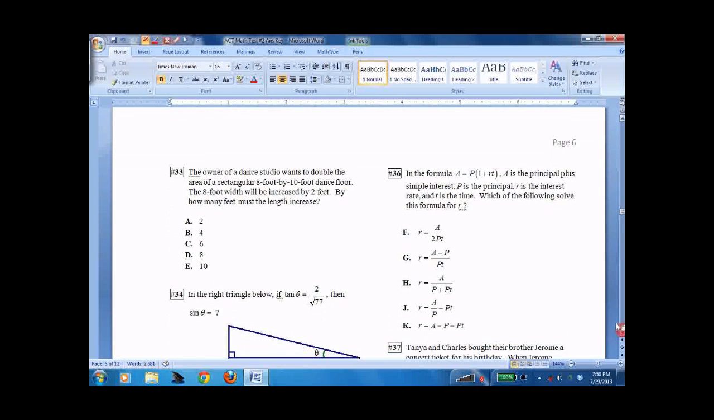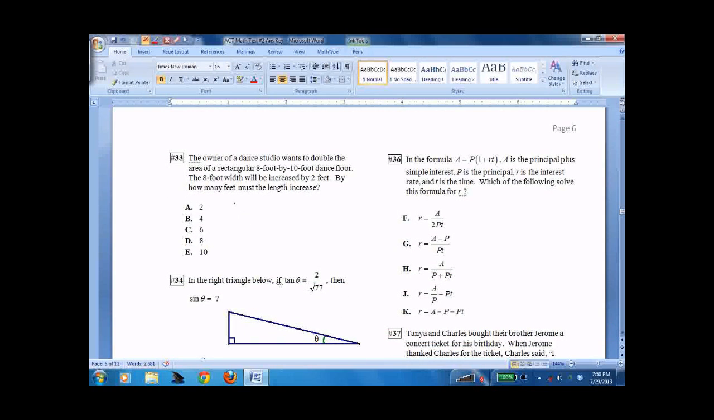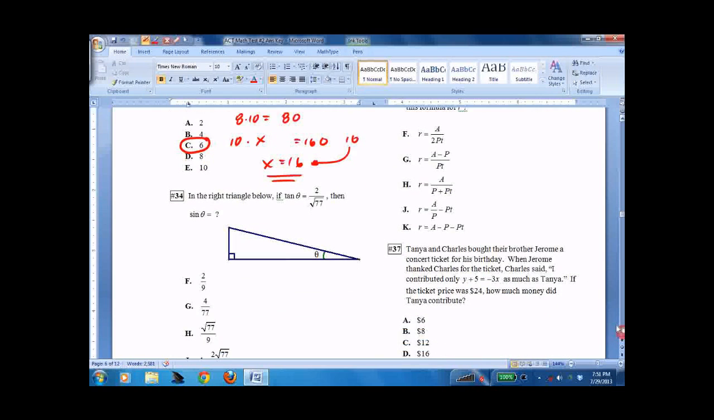Number 33, a dance studio wants to double the area of a rectangular dance floor. Well, 8 times 10 is the area, 80, so we need to get to 160. 8 feet is increased by 2 feet, so that'll be 10 times, oh no, call it x. X equals 16. Now here's the question. This is a great question. We're getting later in the game here. It's problem 33. Read the full question. How many feet must the length increase? So it was 10 feet because the 8 feet was moved up, so the 10 foot became 16, so we increase it by 6 feet. Nice little tricky problem. And I actually like those problems. They make you think.